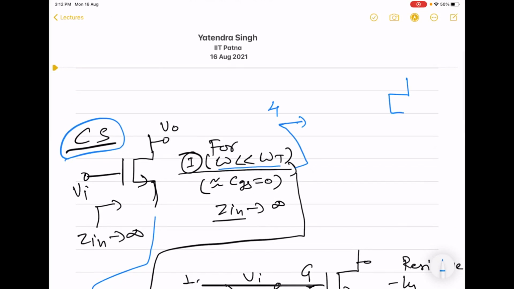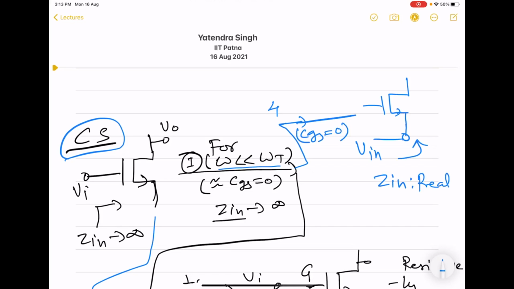So in this case, instead of giving input at the gate, we give input at the source. And here we will see that when we can neglect CGS, that means when we can do this, this Z-in will turn out to be also real. And here, of course, we continue to take the output from the drain, and the gate will be now at certain DC voltage.